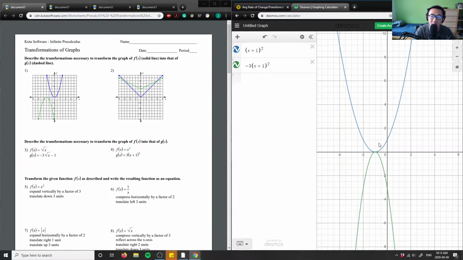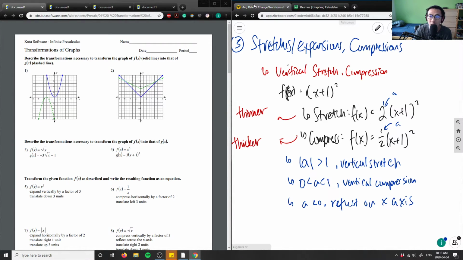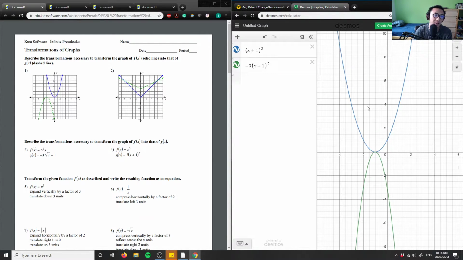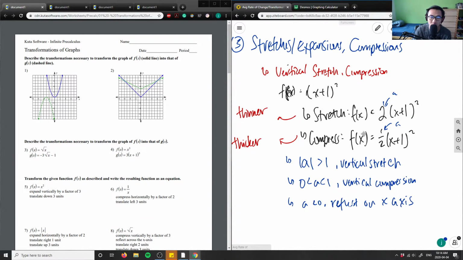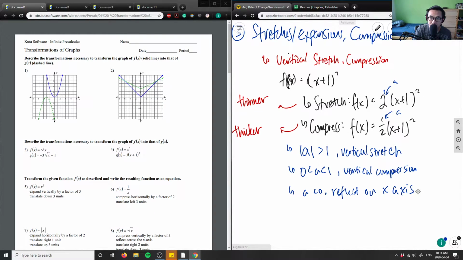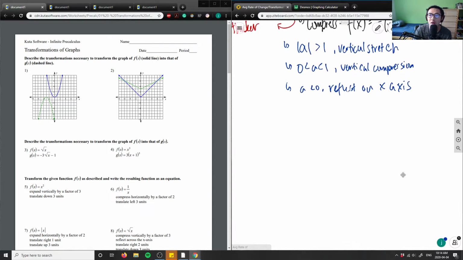And then I'm not going to move the function, but I'm going to vertically stretch the function, so it becomes thinner, right? Remember, stretch here is thinner. Because I still have that 3 here, it becomes thinner. So it did 2 transformations: I flipped it upside down and I stretched it by a factor of 3. So again, this is an example of vertical stretch and compression.